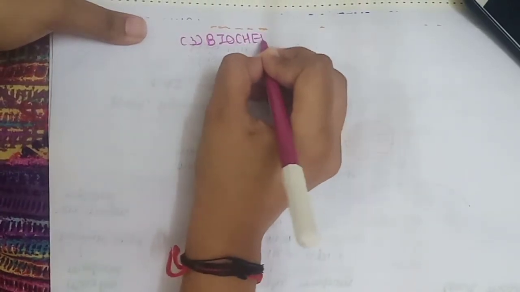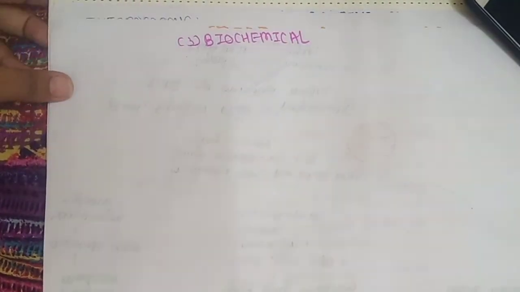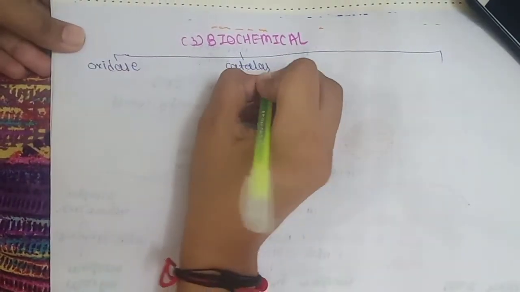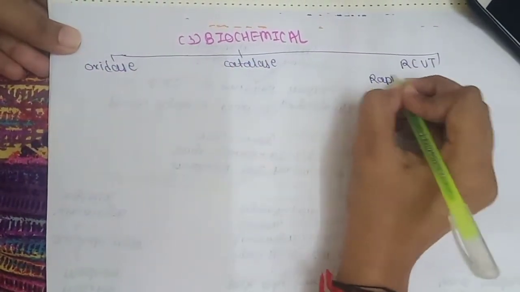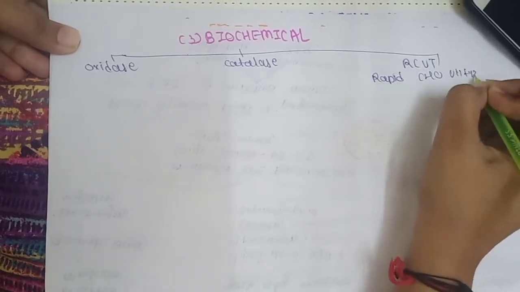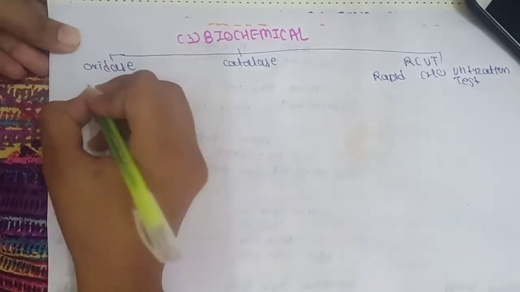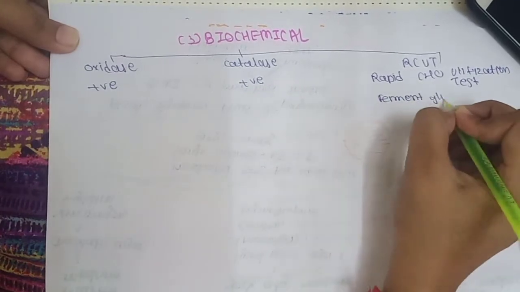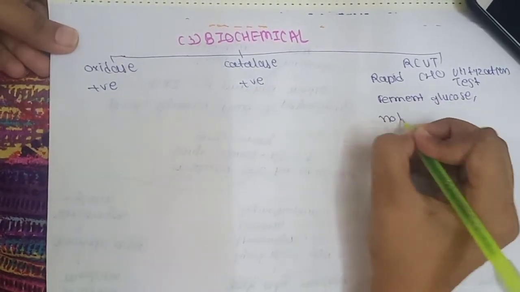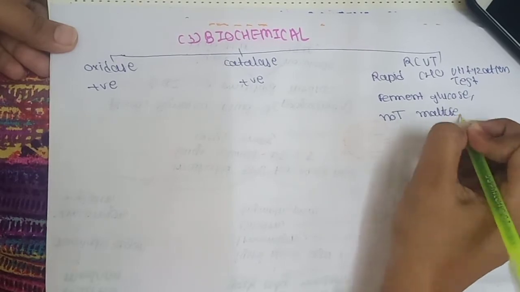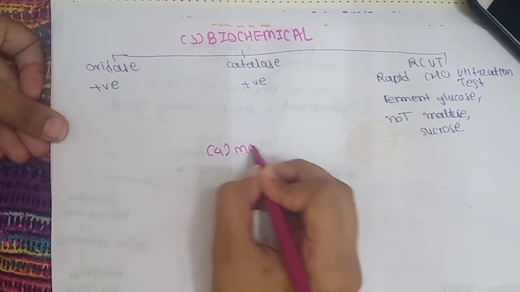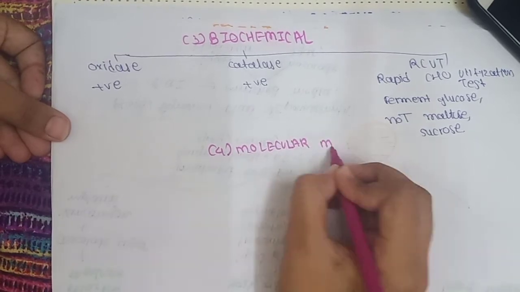Gonococcus mainly gives three biochemical tests which include oxidase test, catalase test and RCUT, rapid carbohydrate utilization test. Gonococcus is oxidase and catalase positive, and in RCUT they will ferment glucose but not maltose and sucrose. Remember this. Now the next method is molecular method.